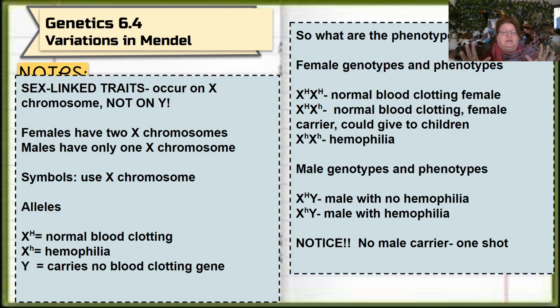And again, guys, as you're listening to this, unless you've been diagnosed with hemophilia, that's what you are. You're X big H Y, and then X little h Y, you would have hemophilia, and that's it. There is no other possibility. A male cannot be a carrier because he only has one gene. So there's no way for him to have a normal gene but carry another one. The Y chromosome does not carry it.